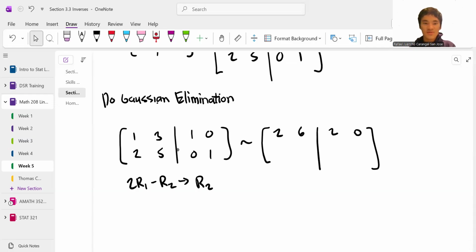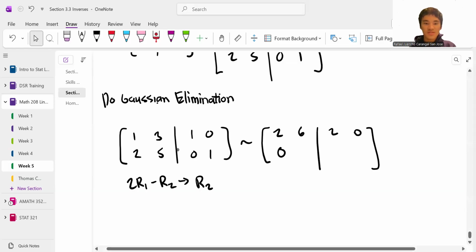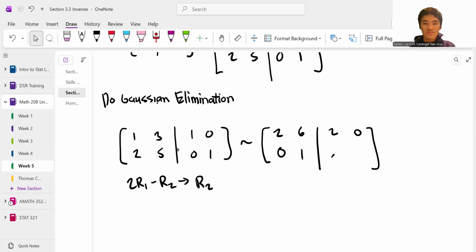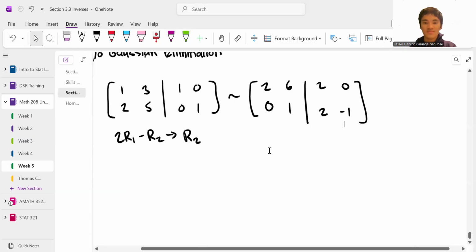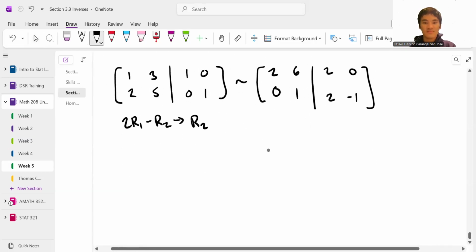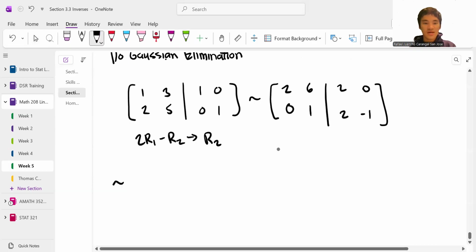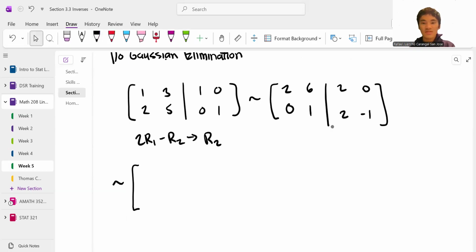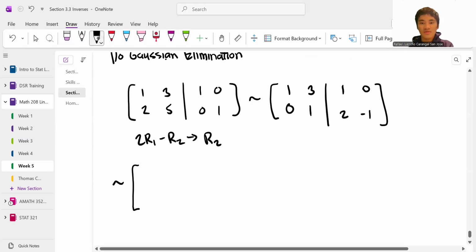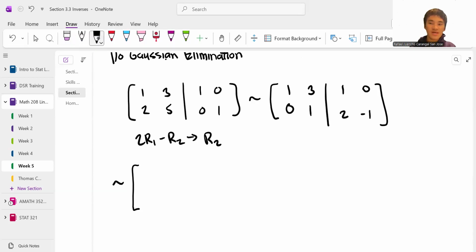Okay. And I subtract: 2 minus 2 is 0. 5 minus 6 is 1... 2 minus 0 is 2. 0 minus 1 is -1. And I keep going from here. Okay? So the next thing I would do is, well, for one, I would reset this thing: 1, 3, 1, 0. And then I would try to make, oh, this one's nice, I would try to make this guy a 0. This 3. How do I do that?